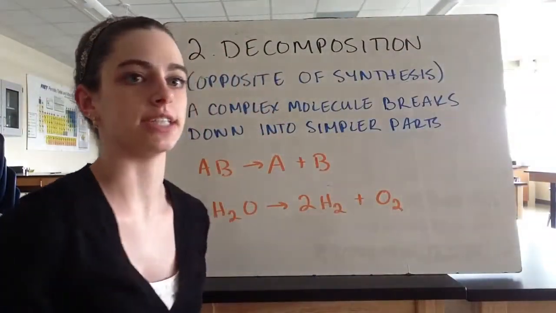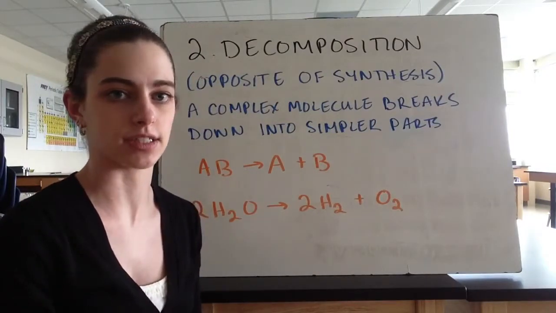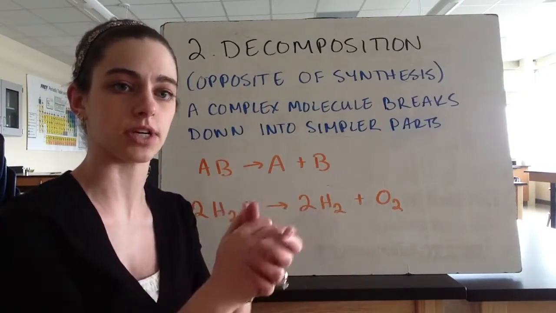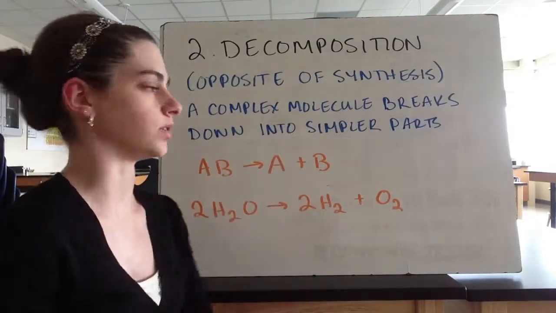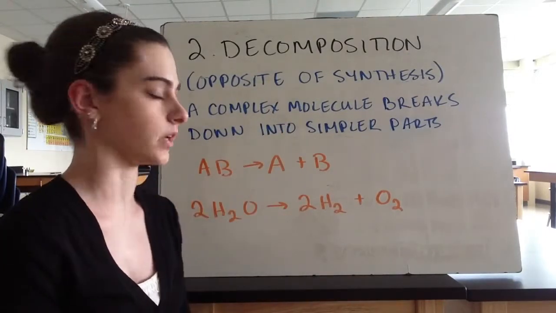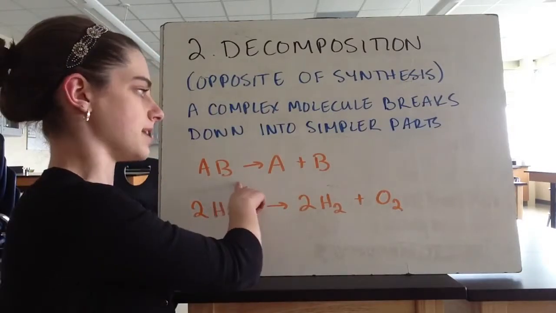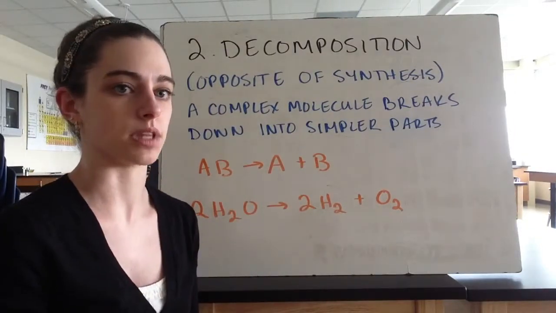Our second reaction type is decomposition. Decomposition is simply the reverse of synthesis. Synthesis is putting together, decomposition is breaking apart. So a complex molecule breaks apart into its simpler components. So in this case, we have AB breaking apart into A plus B.